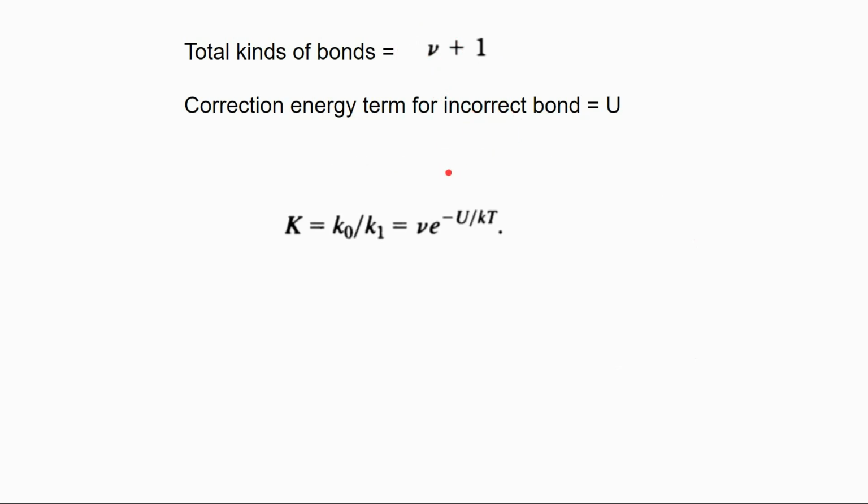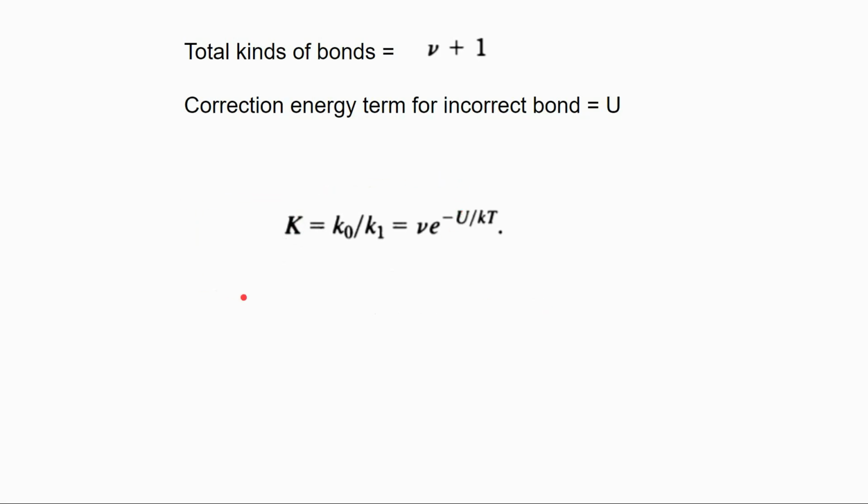Here now we are going to introduce a term for the bias. So consider that the bond energy of a correct bond is some epsilon. But now the energy for the incorrect bond is epsilon plus u, and this u is the correction term. So using statistical mechanics, we can find that the value of the equilibrium constant will be this expression right here. And as you can see, the equilibrium constant decreases exponentially as u increases.